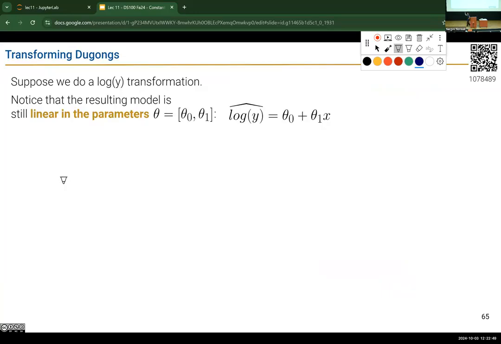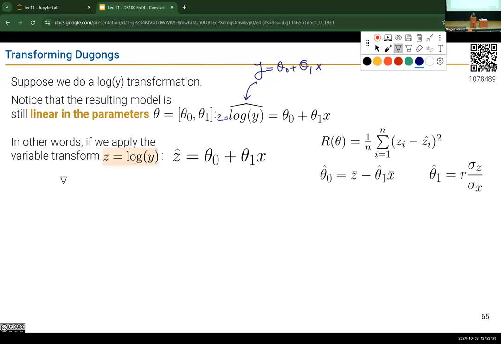So again, instead of modeling Y with respect to X, meaning that I do Y equal to theta 0 plus theta 1 times X, what I can do is I can say that I'm going to take the log of Y, and I'm going to call log of Y a variable Z for ease of use. And I would say that, okay, now I'm modeling Z with respect to X, where Z is now going to be the log-transformed version of Y, which hopefully is going to linearize my data.